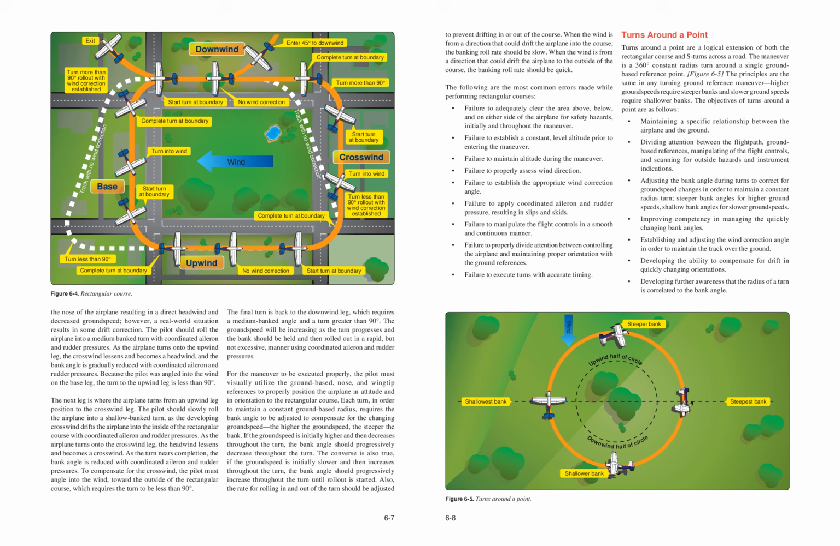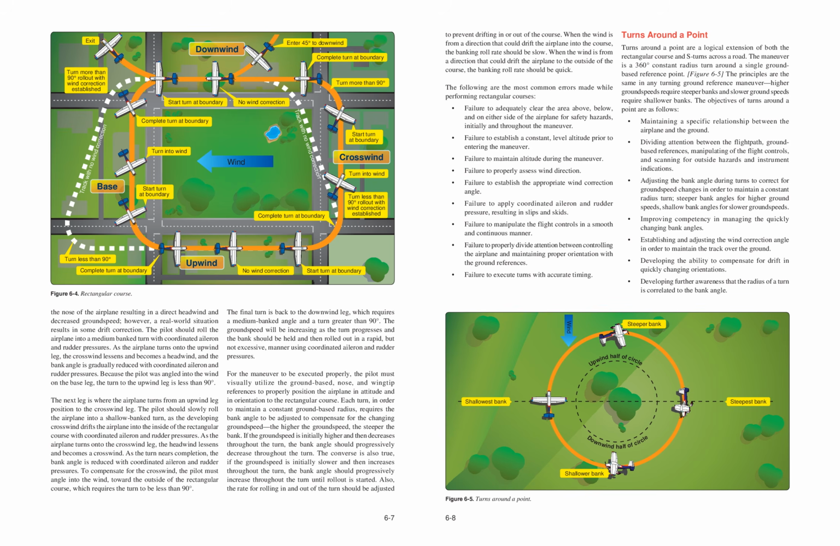Because the pilot was angled into the wind on the base leg, the turn to the upwind leg is less than 90 degrees. The next leg is where the airplane turns from an upwind leg position to the crosswind leg. The pilot should slowly roll the airplane into a shallow bank turn, as the developing crosswind drifts the airplane into the inside of the rectangular course, with coordinated aileron and rudder pressures.